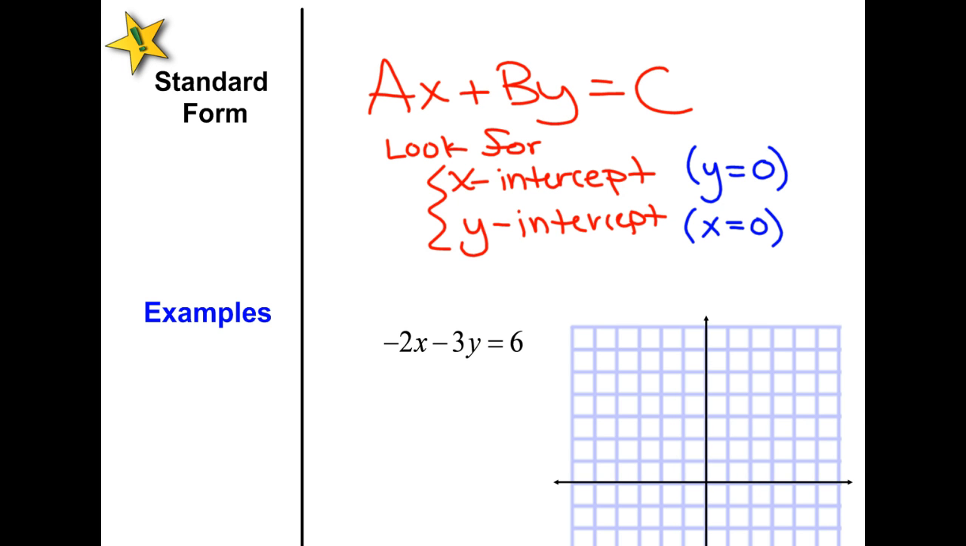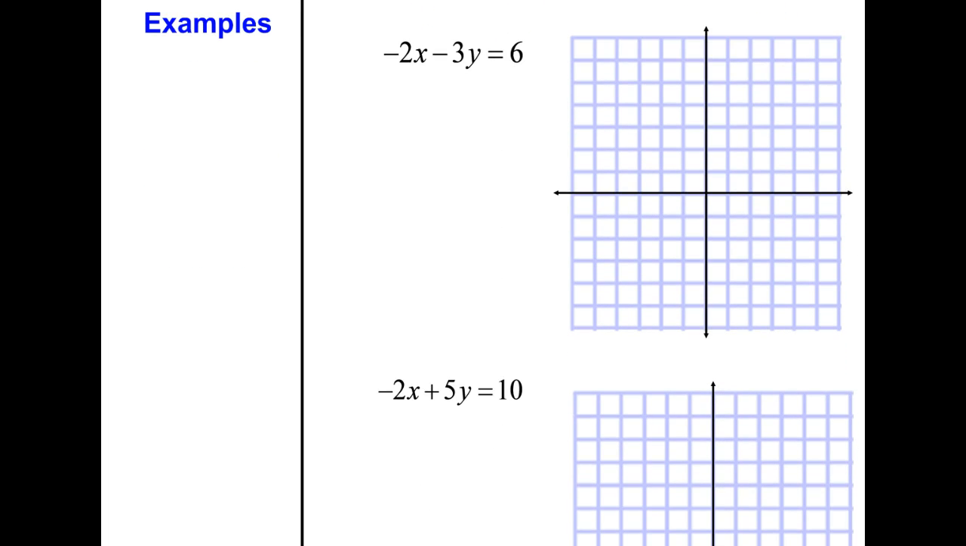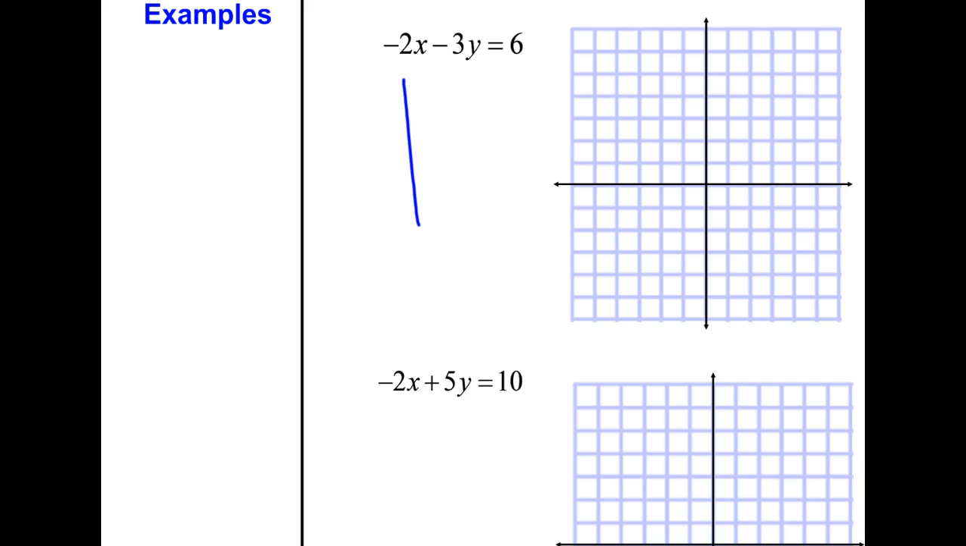So in order to graph these, what I like to do is make a table. So let me show you guys an example here. I'm going to make a table here, with an x and a y. And to find my x-intercept, I'm going to make y equal 0. And to find my y-intercept, I'm going to make my x equal 0. So again, this is to find my x-intercept, and this one right here is to find my y-intercept.